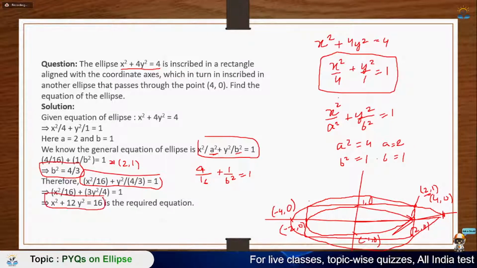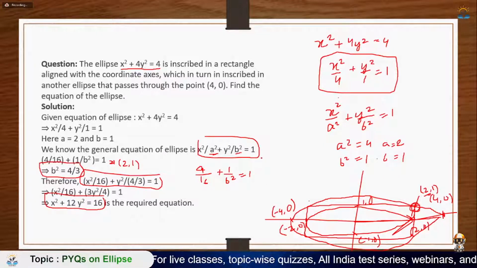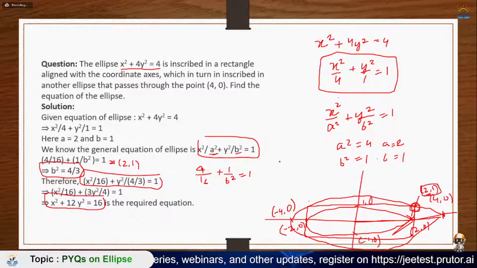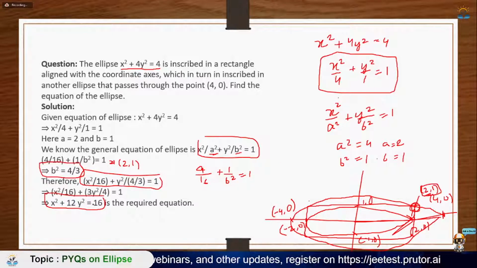So this was a very simple question. You just need to calculate this point and then put this point in the general equation of ellipse. From there, you will get the value of b square. A square is already with you because a is equal to 4 in this case, so a square is 16. You just need to calculate the value of b square using this point (2, 1), and just put this point in this ellipse equation and you will get your final answer.